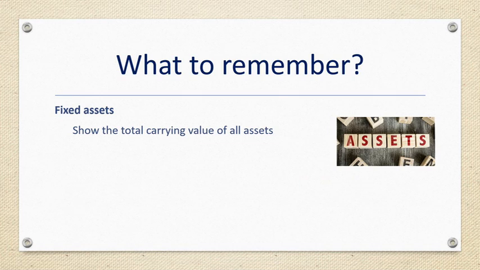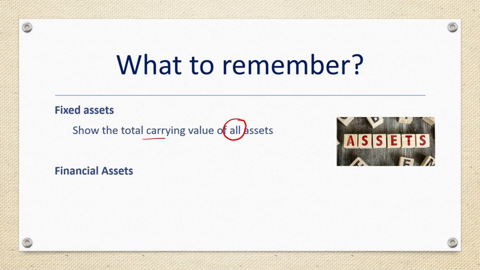Now, when we look at the statement of financial position, what is it that you must remember? First thing, when you look at fixed assets, the fixed assets on that statement refers to the total carrying value of all your assets. So when you see that amount, you know it is the carrying value. That's that one block on note number 3 that you show on this statement.